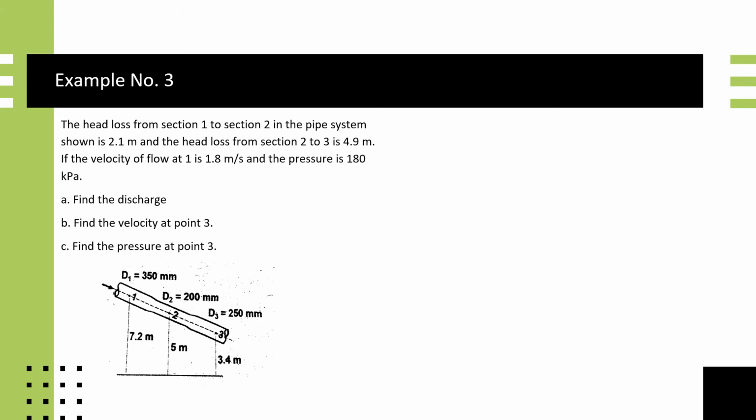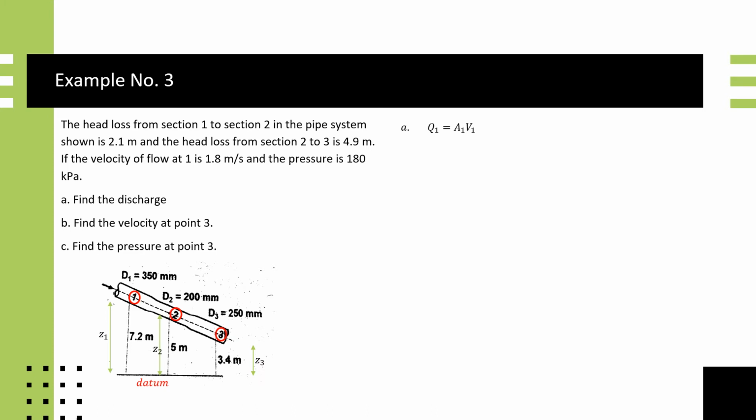So, makikita mo dyan, section 1, 2, and 3. Magkakaiba yung diameter. Kung papansin nyo, magkakaiba yung elevation. So, ayan. Datum. Ulitin ko lang, that is Z1, that is Z2, and that is Z3. Okay? So, proceed na tayo agad. Find the discharge. So, discharge will be equal to Q is equal to AV.